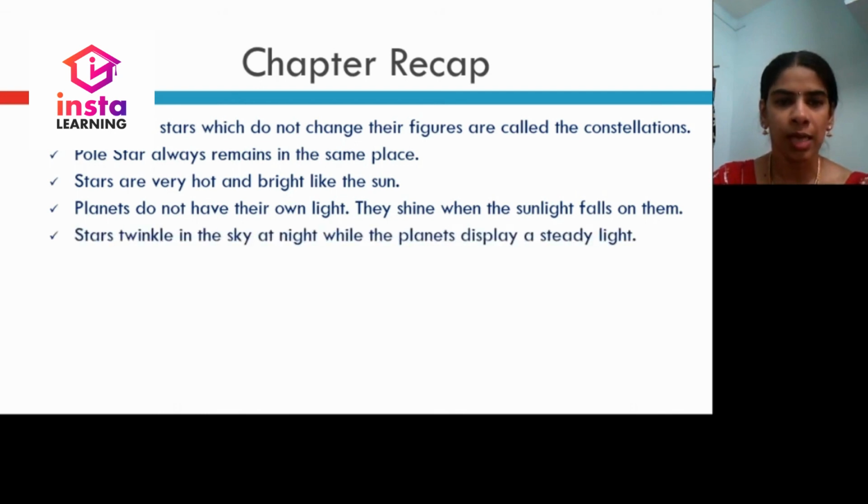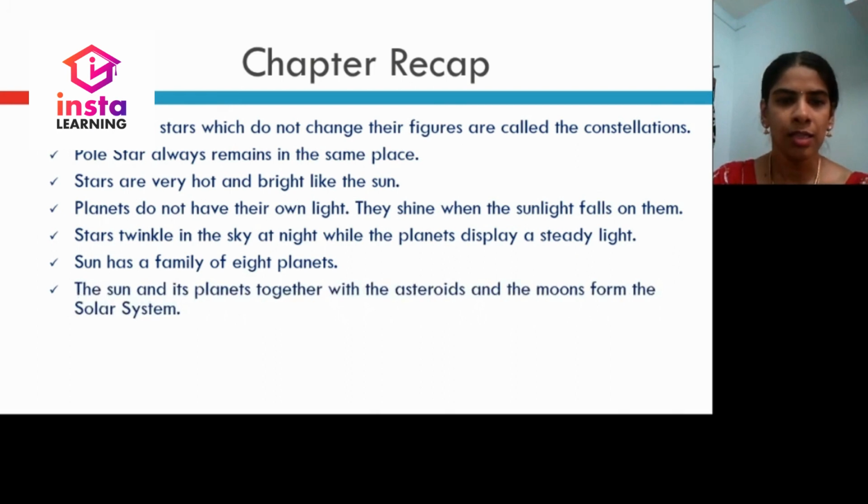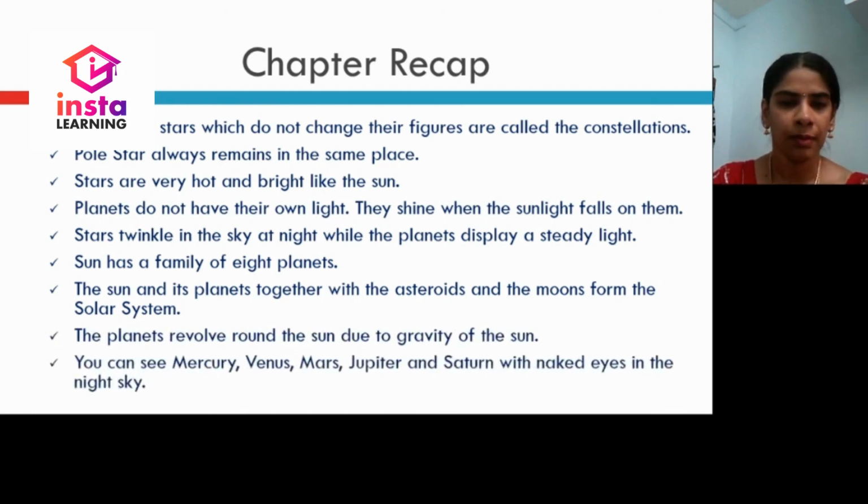Stars twinkle in the sky at night, while the planets display a steady light. Sun has a family of 8 planets. The Sun and its planets, together with asteroids and the moons, form the solar system. The planets revolve around the Sun due to the gravity of the Sun. You can see Mercury, Venus, Mars, Jupiter and Saturn with the naked eyes in the night sky. That's the end of chapter 8.